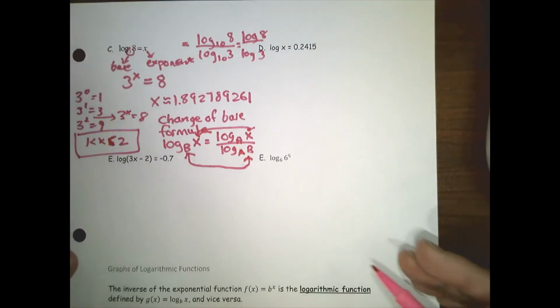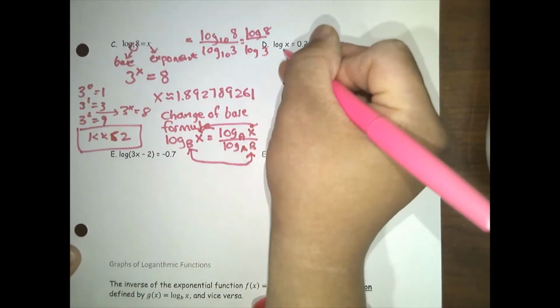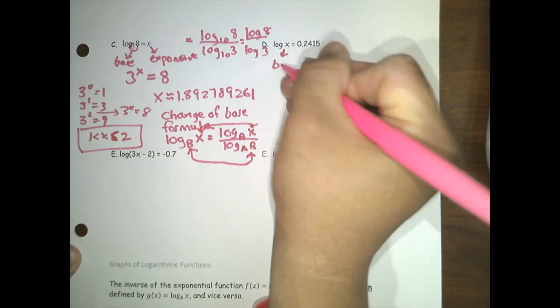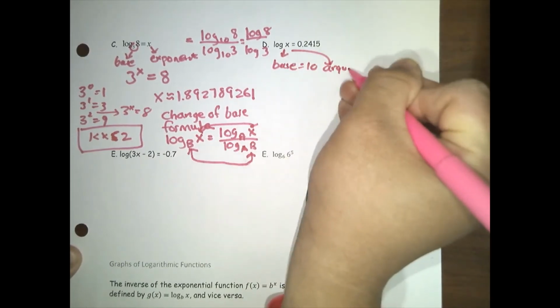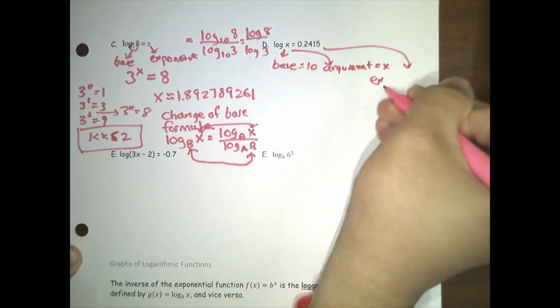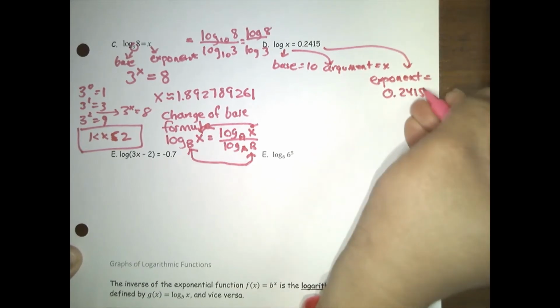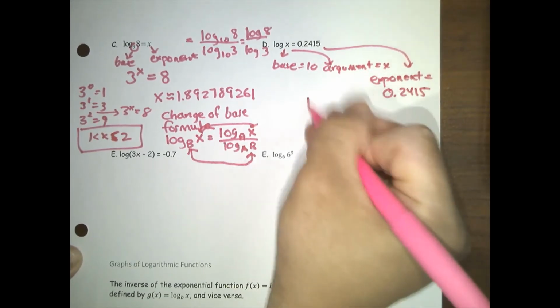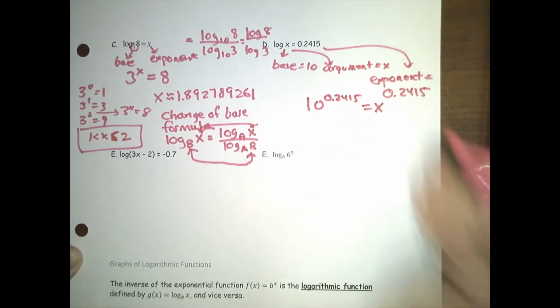All right, so the next one here, log of x equals 0.2415. So here the base is missing. So the base is 10, the argument is x, and the exponent is 0.2415. So I can rewrite this as 10 to the 0.2415 is equal to x.